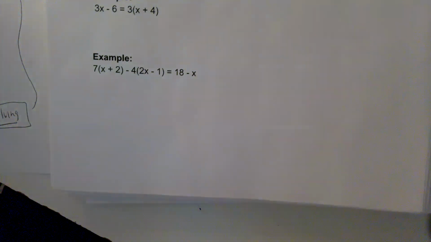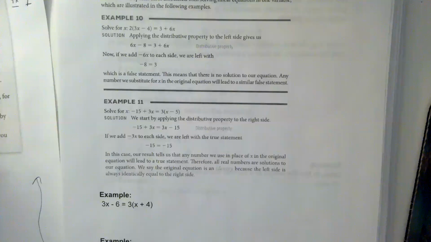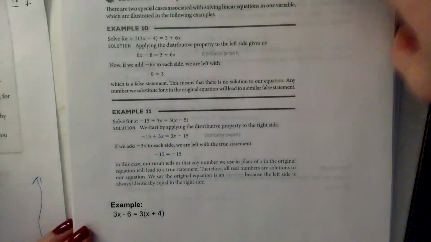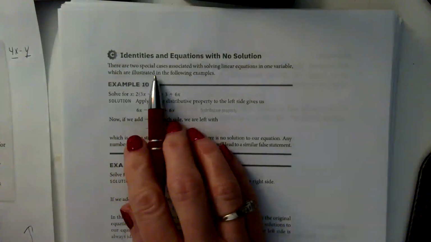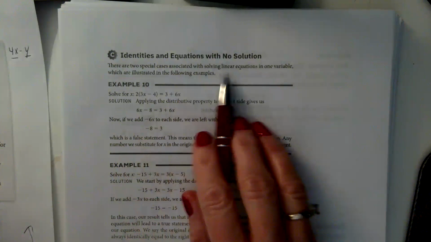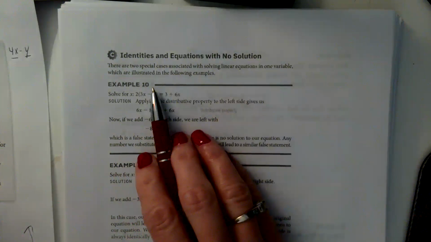Okay. The last little piece to lesson 2.1. This is a really long lesson, but we're just getting started. I want to make sure that you have plenty of examples to support your understanding. Identities and equations with no solution. Okay. There are two special cases associated with solving linear equations in one variable.